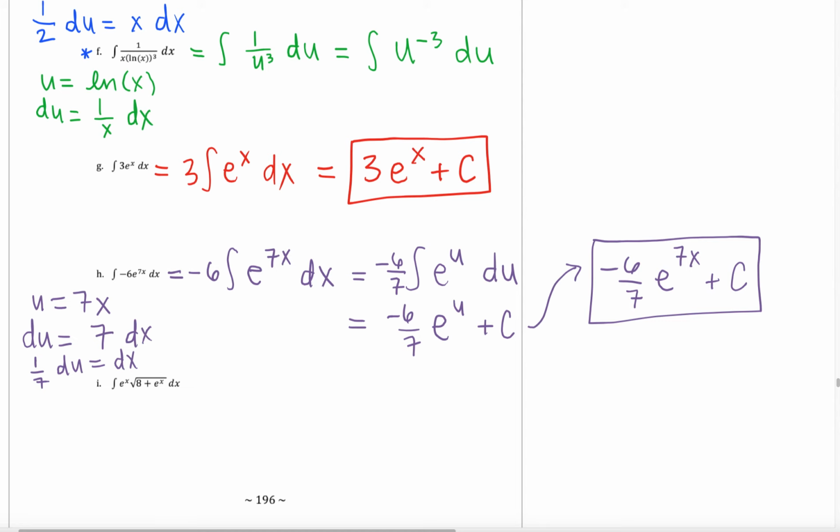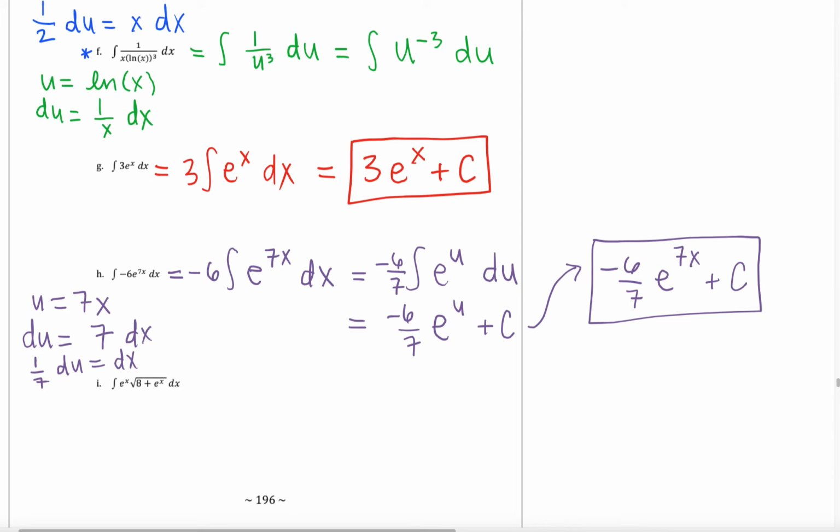So here we have the integral of e to the x times the square root of 8 plus e to the x dx. Well, this looks different than the prior two examples. And the main difference I notice is the fact that not only do I have a square root, but I have 2 e to the x's. So this is going to cause some problem.